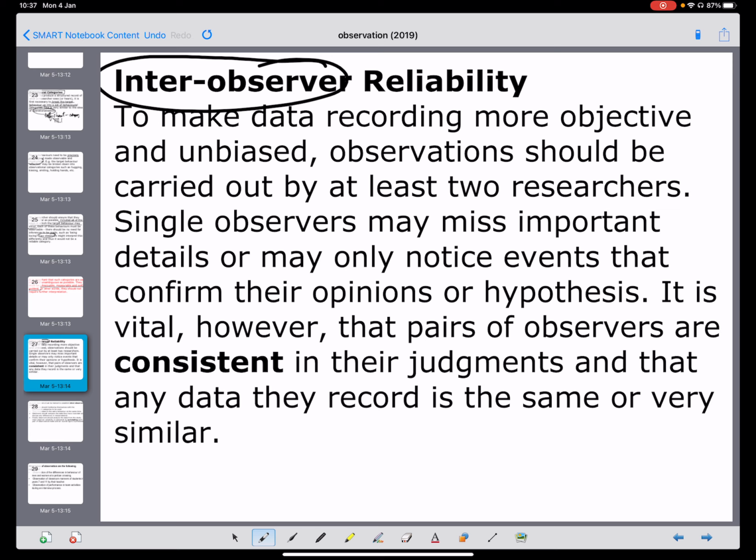Now, what I'm talking about here is that if I'm trying to use observation within a scientific experiment or within a study, I want to make sure that I'm not making mistakes. I'm not creating a situation which other people can't replicate. And so what it does say is that we should always try and at least have two researchers observing the same behavior independently in order to test for reliability.